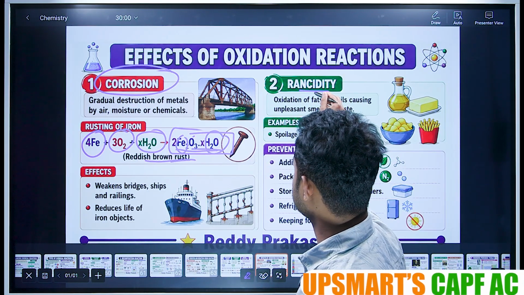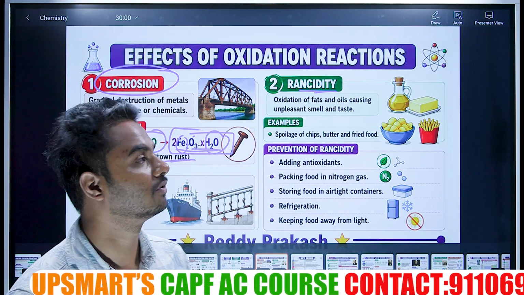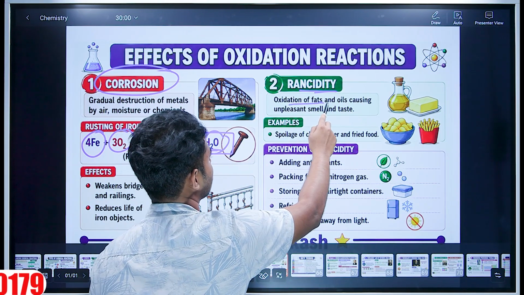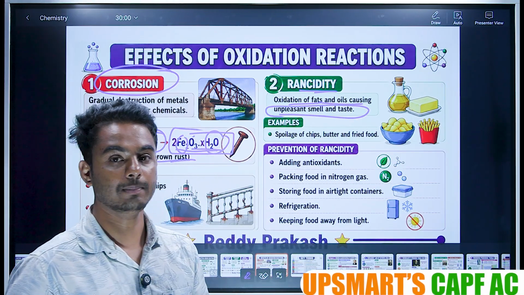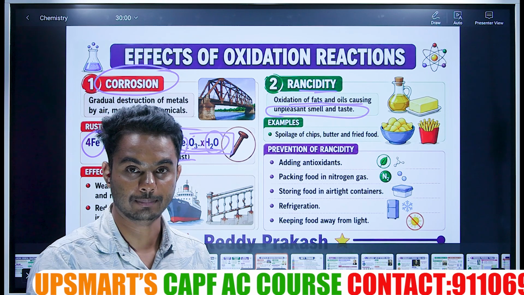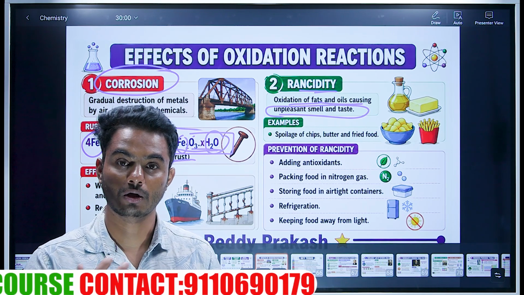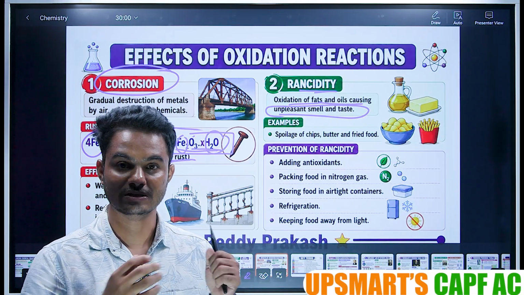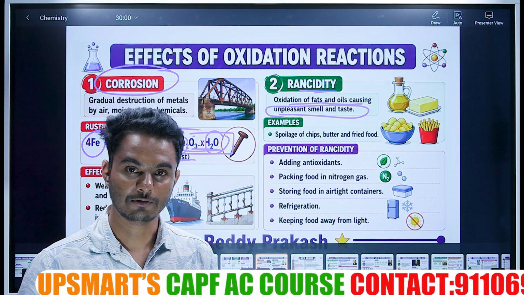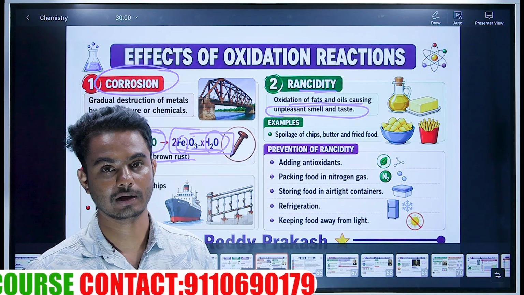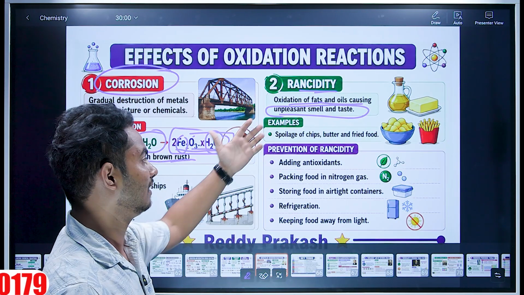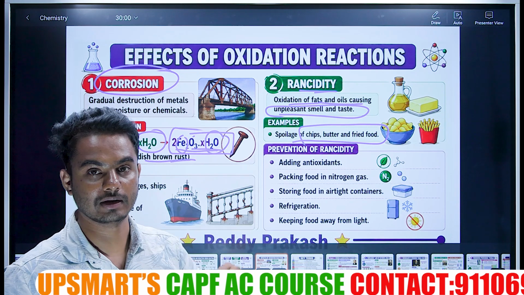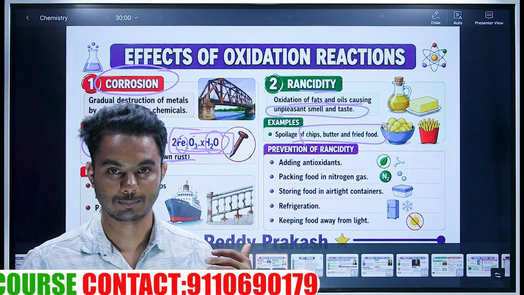Okay. And the effects of oxidation might also cause rancidity. What is rancidity? Rancidity is oxidation of fats and oils causing unpleasant smell. Have you ever observed oils or fats kept in the environment or outside for a longer period give that very bad unpleasant smell? What happens here is oxidation occurs with the fats or oils. That will go through a chemical reaction that will provide a new gas that will be unpleasant in smell. That process is called rancidity. Example, spoilage of chips, butter and fried foods. When it is spoiled, we get that smell, right? Will it be good to smell? No, that will be bad. That process is called rancidity.